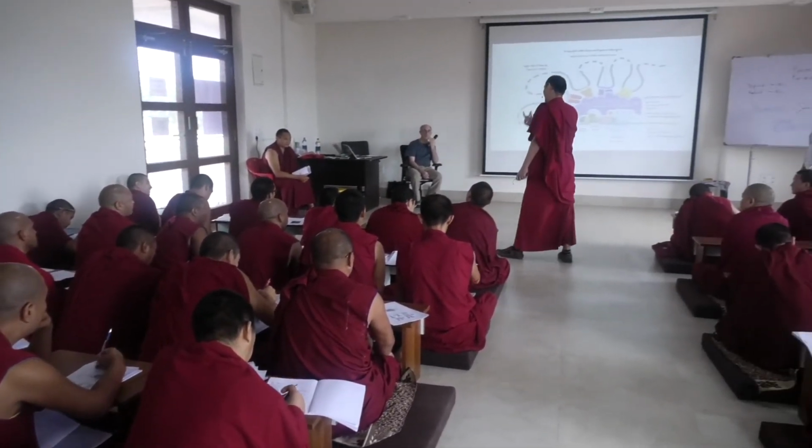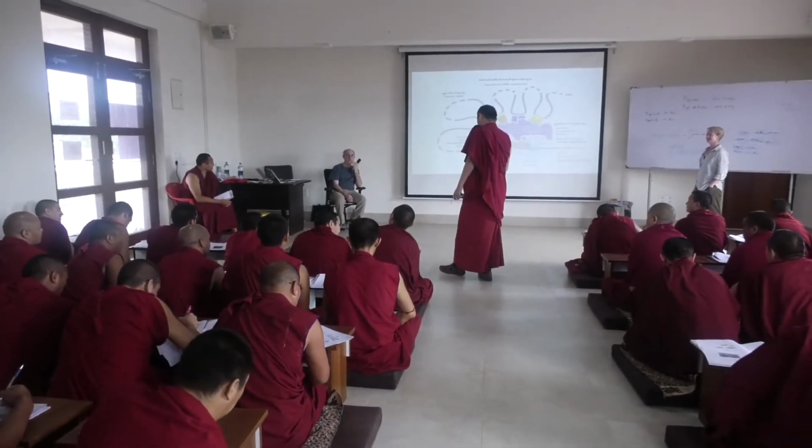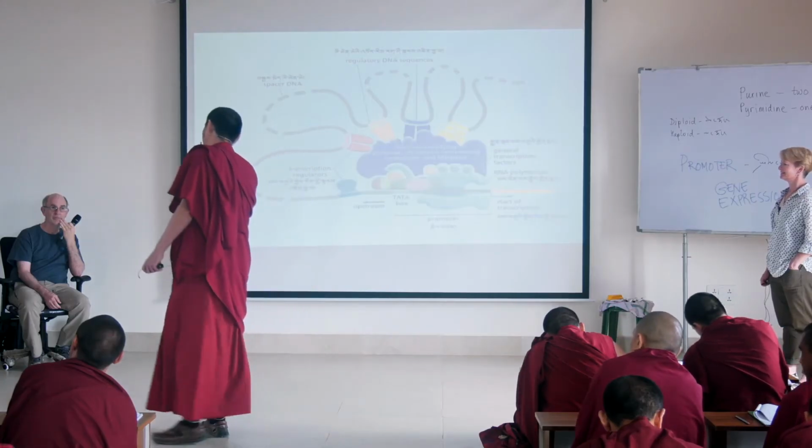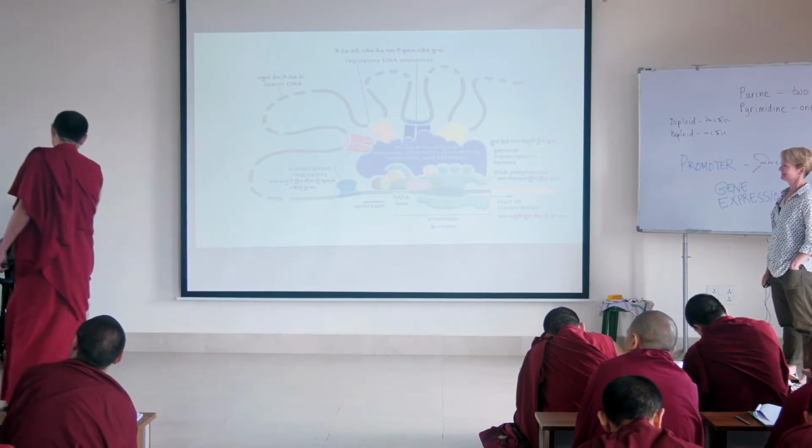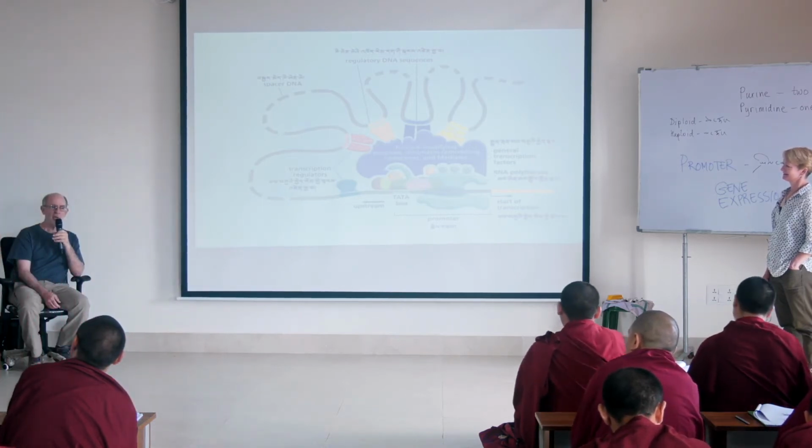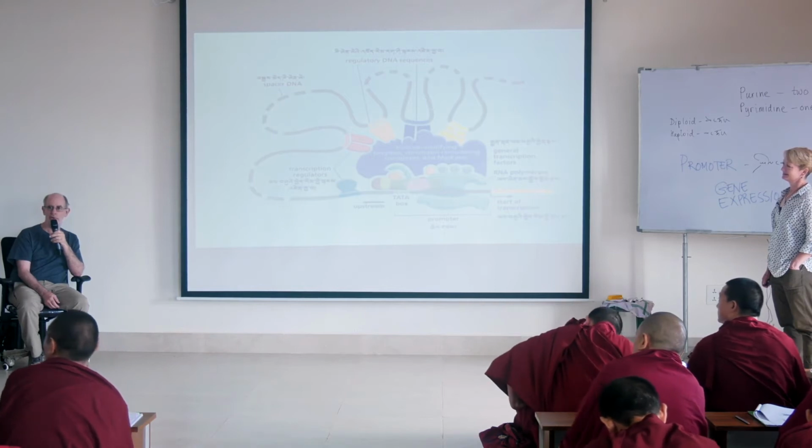So human and the worm have the same number of genes. It's a good guess. It's kind of a humbling number. They have about 21,000 genes.